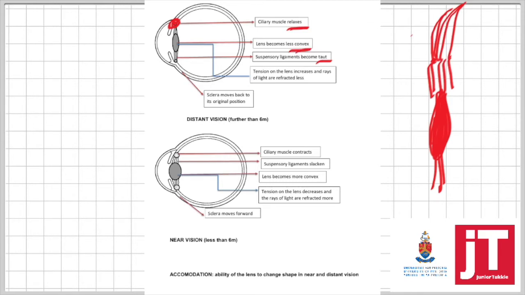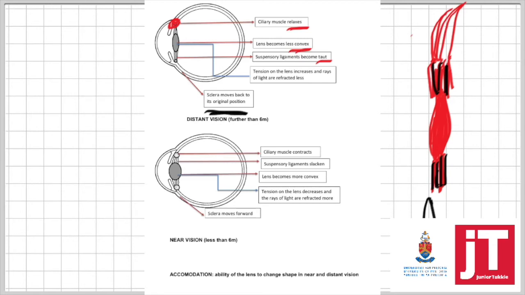That's the only word you can use. You cannot use the word flatter or thinner. If the lens is less convex, then we know there is tension. If this ligament is pulling, then there is obviously tension. There are like fibers or wires pulling this lens, and so the tension on the lens will increase. And because the lens is less convex, rays of light are refracted less. All of this will then cause a clear image to fall on the retina.